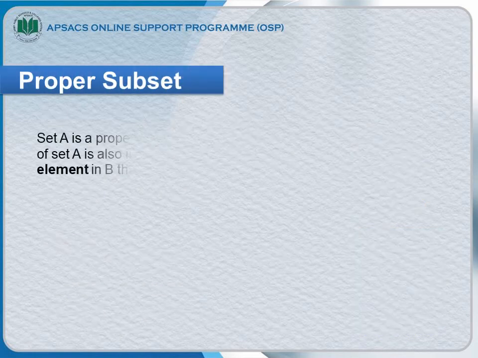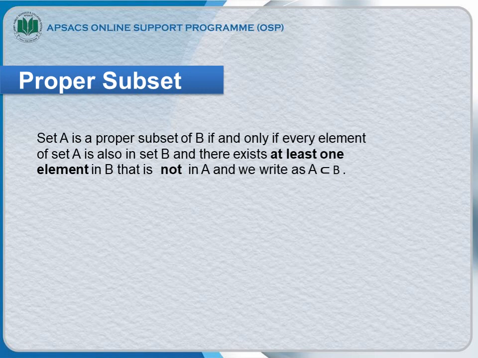Next, proper subset. Set A is a proper subset of set B if and only if every element of set A is also in set B, and the important thing is there exists at least one element in B that is not present in A. We write A is a proper subset of B.